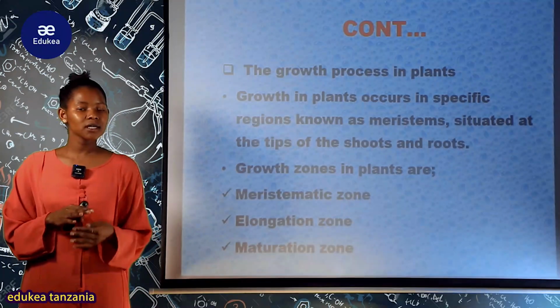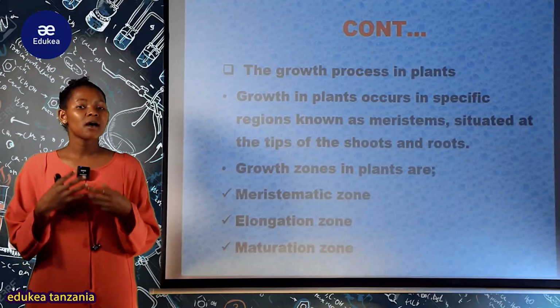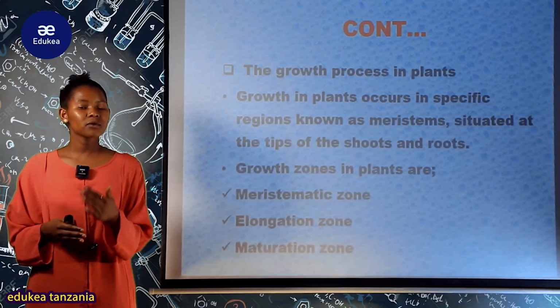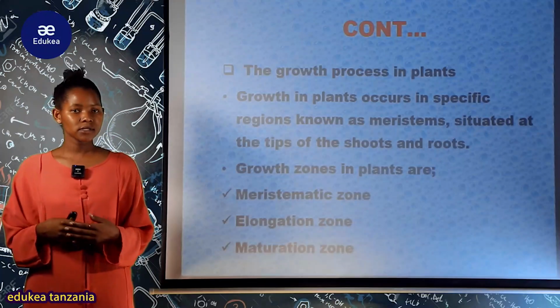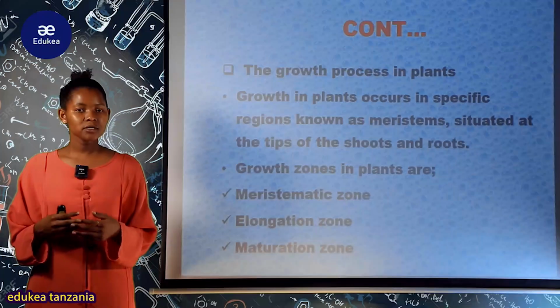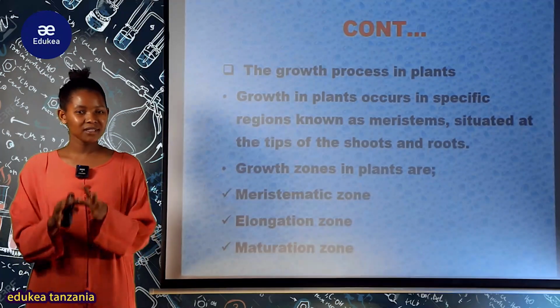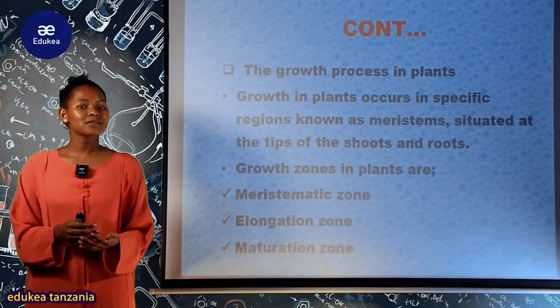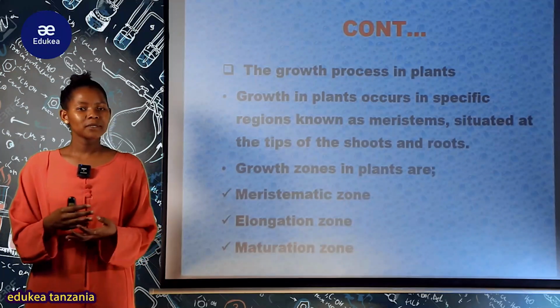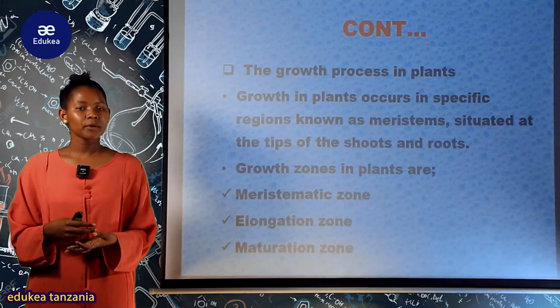Meristematic areas ni zile parts za mmea ambazo ni capable for cell division. And here tunaenda kuangalia growth zones za mmea. We can see kuna meristematic zone, kuna elongation zone na maturation zone. In a simple way, tumesema meristematic ni eneo ambalo kuna ile rapid cell division ambayo ni continuous.